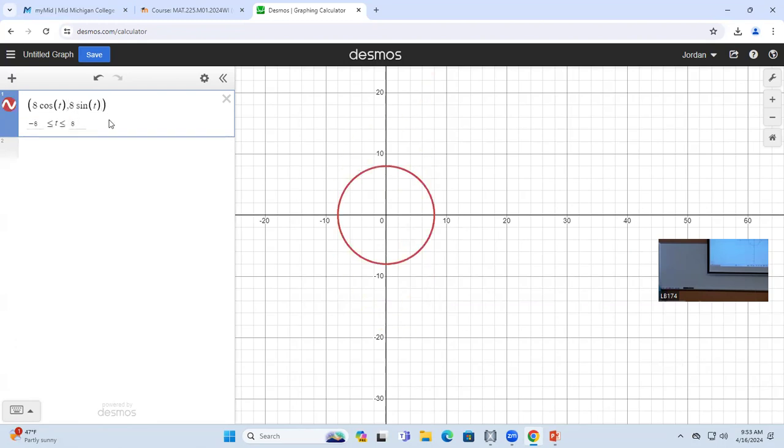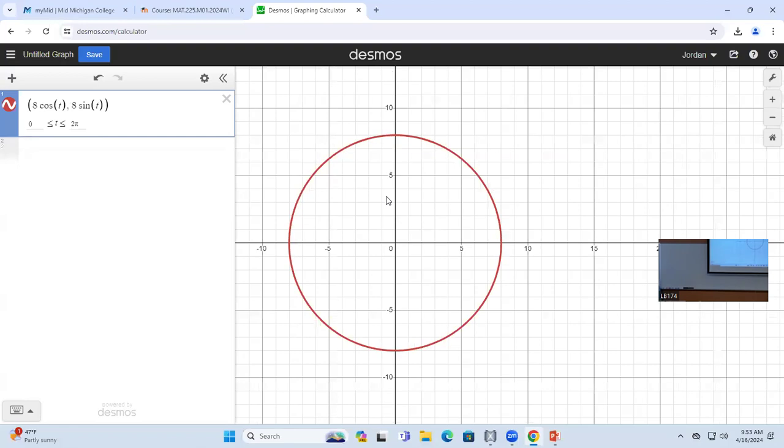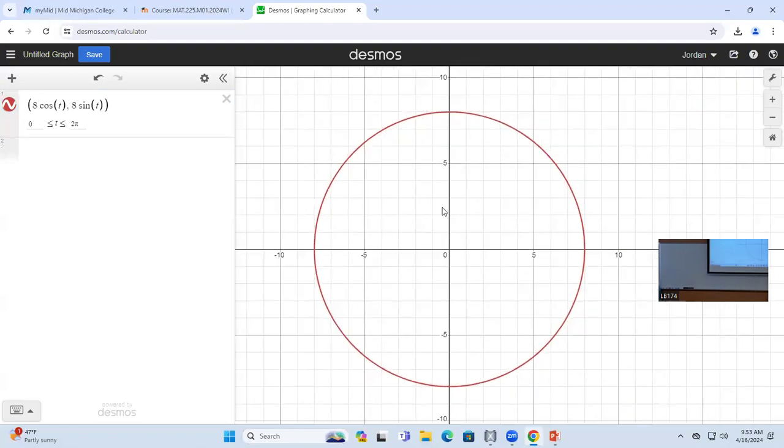So if we have 8 cosine t and 8 sine t, 8 cosine t gives me my x value, 8 sine t gives me my what? Y value. It turns out you get a circle of radius 8 centered at the origin.